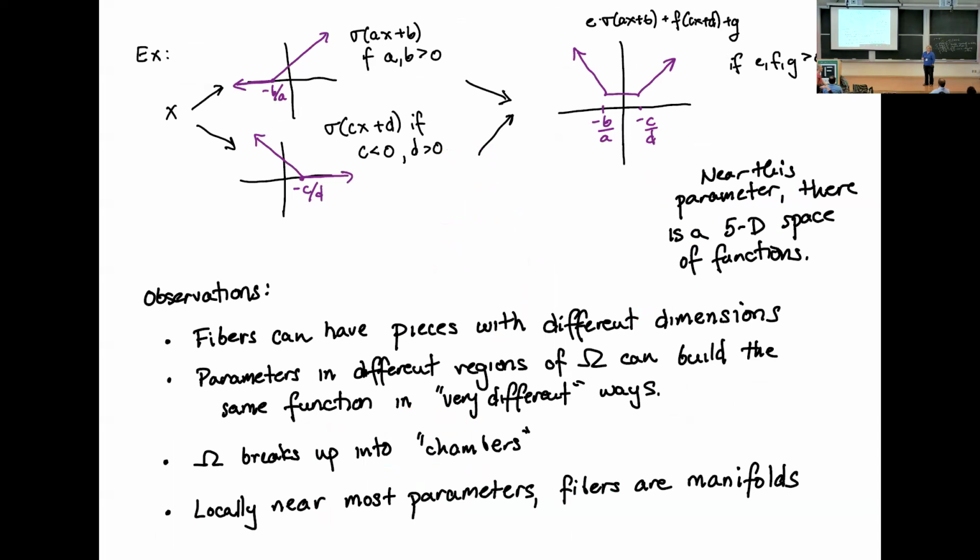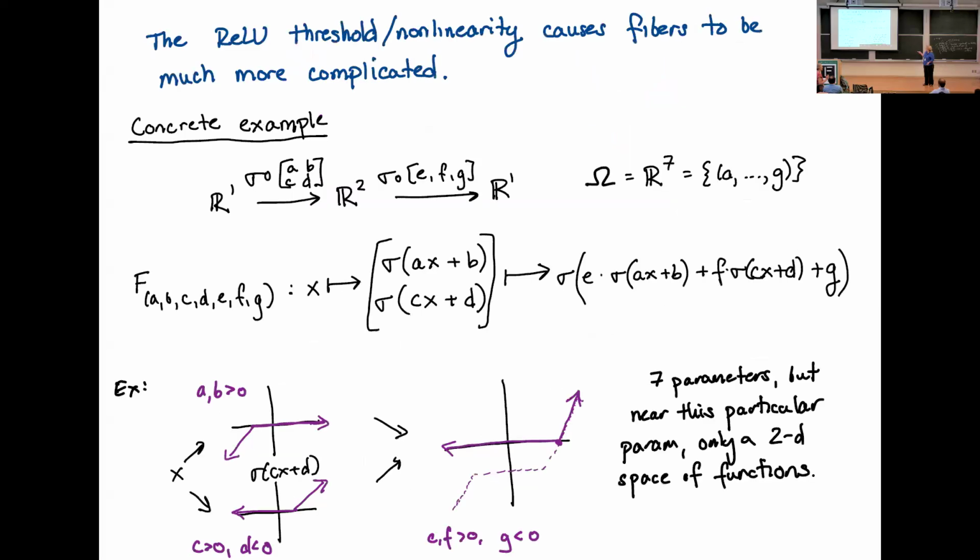So the parameter space is 7-dimensional, with 5 dimensions of functions and 2-dimensional fibers. In the previous slide, it was 5 dimensions. So in these different regions, we can have fibers with different dimensions.